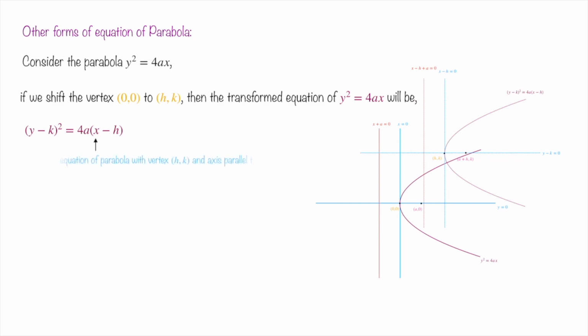So this (y minus k) whole square equal to 4a times (x minus h) is the equation of the parabola with the vertex (h, k) and axis parallel to the x-axis. Fine. Now let us look at all the transformed equations of the standard equations of a parabola when we shift the vertex (0, 0) to the point (h, k).